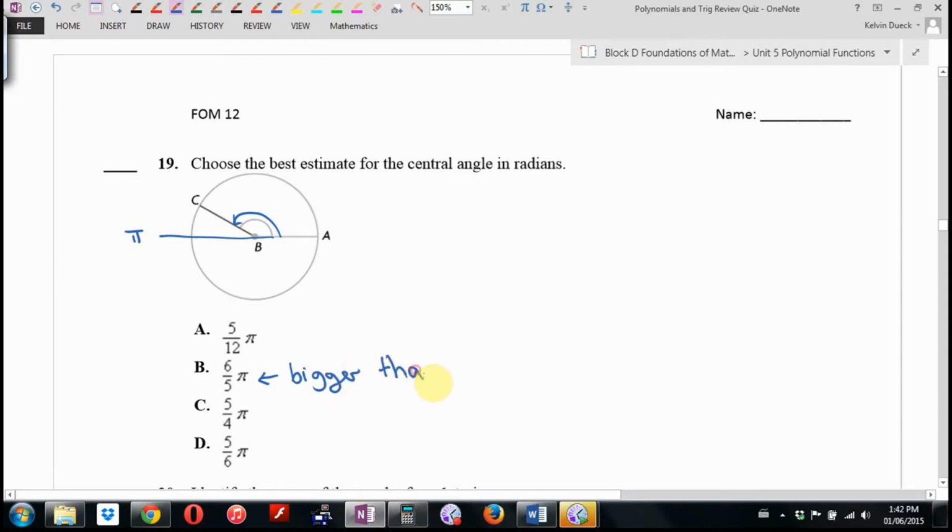This is bigger than 1 pi. So B can't be right. If B was right, it would be down there somewhere, just past pi. 5 over 4, is that bigger than 1 pi as well? That's too big. 5 over 6, that's really close to 1 pi. What about 5 twelfths? Well, if this was 12 twelfths, then this would be 6 twelfths, and 5 twelfths would be there, which is nowhere close to what they gave me. You know what? The correct best estimate here is 5 pi over 6, just shy of pi radians.